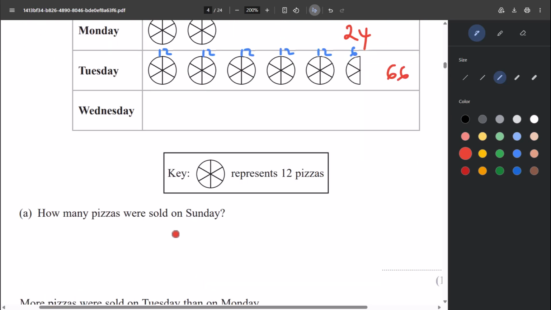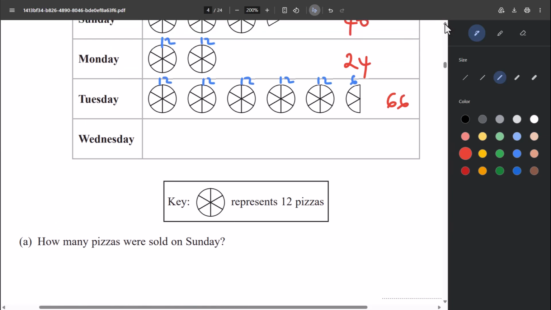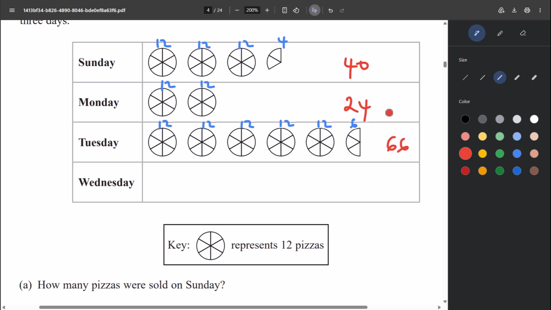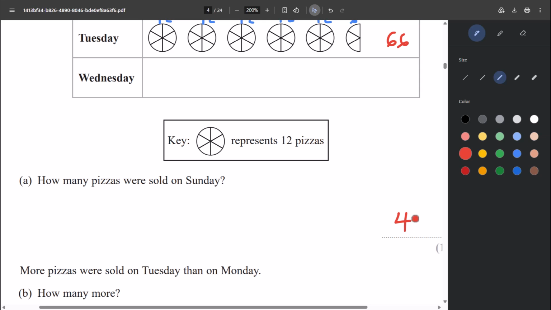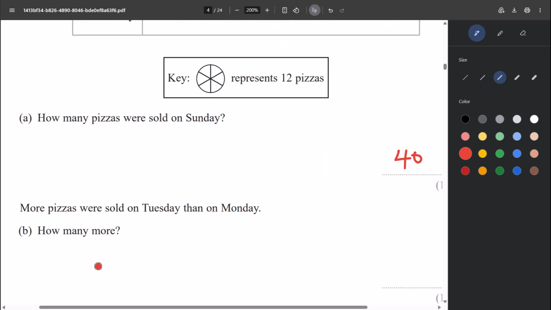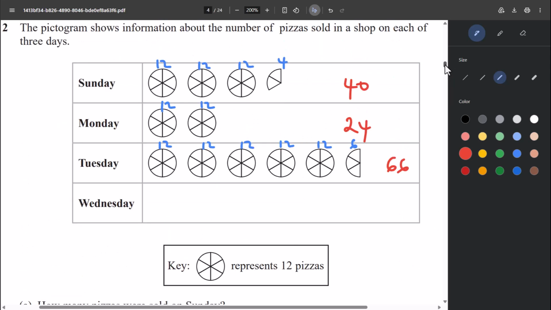So how many pizzas were sold on Sunday? So we head back to the pictogram. We see that on Sunday, a total of 40 pizzas were sold. Okay, and then the next question says more pizzas were sold on Tuesday than Monday. By how many more?